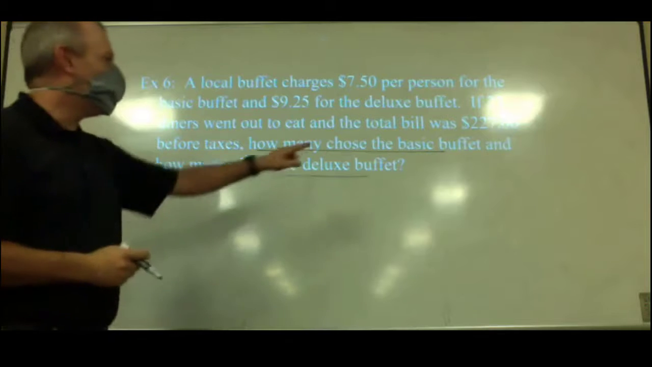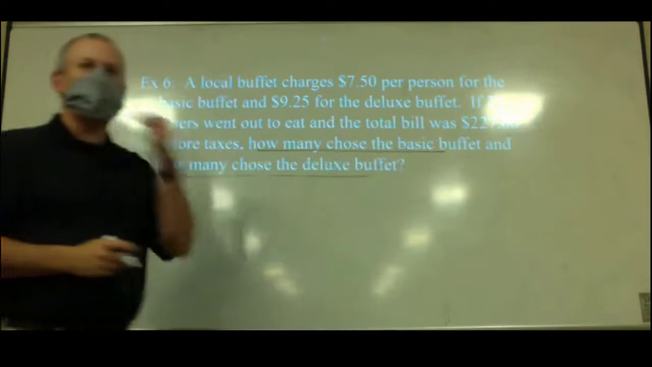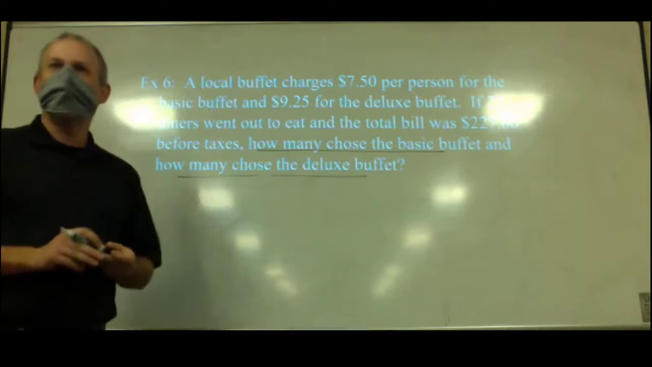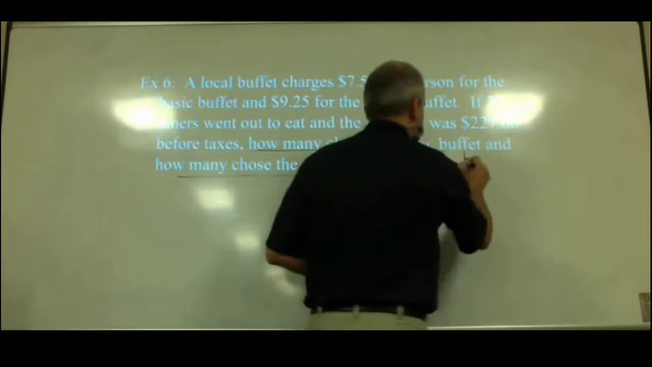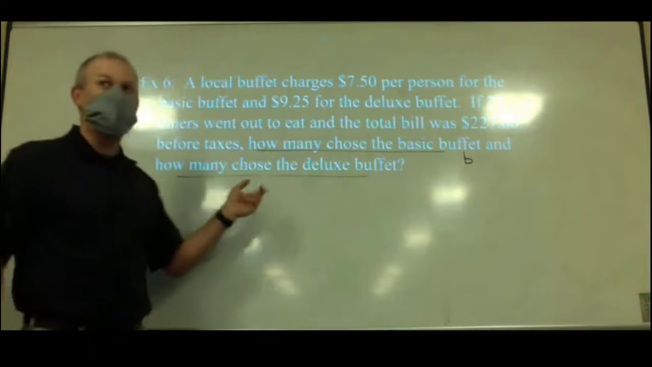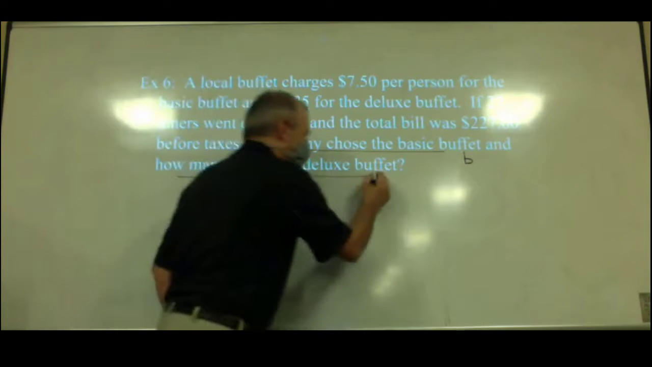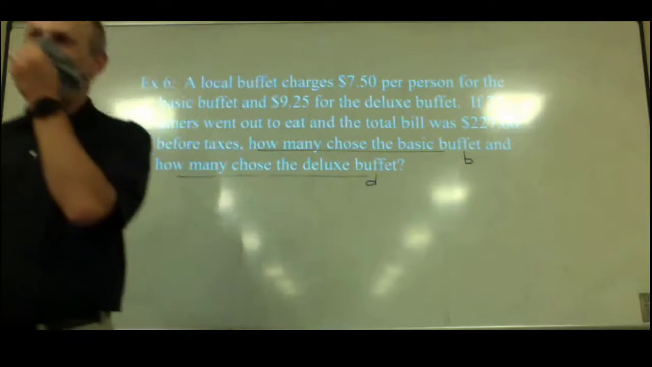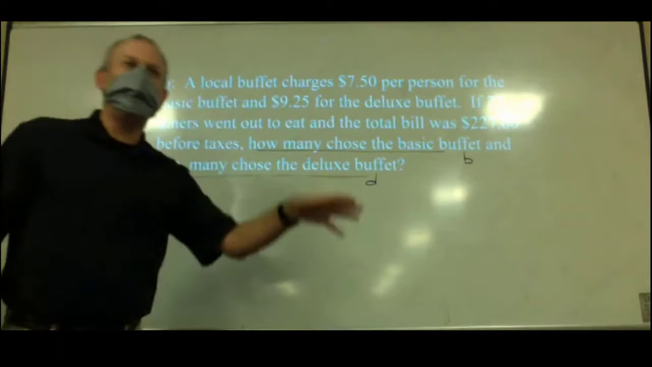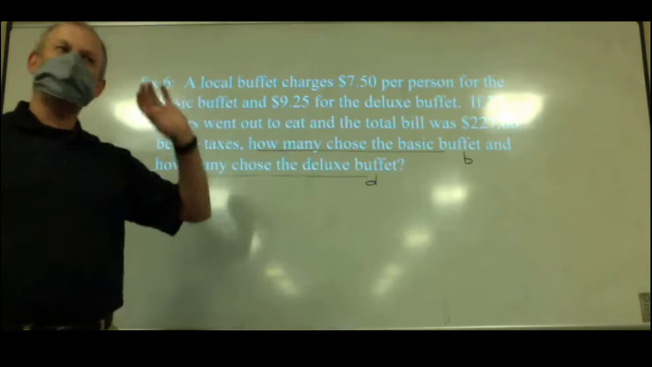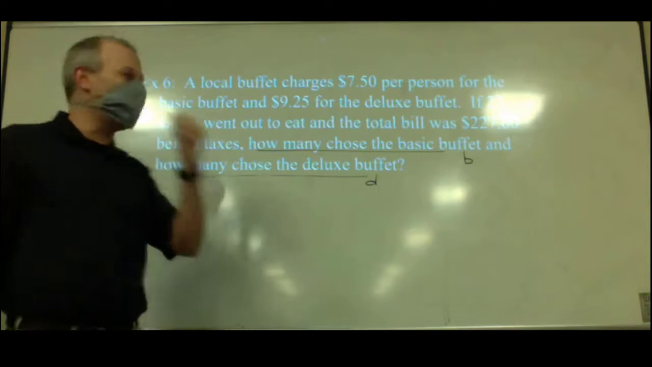So what variable do you want to use for the number of people who chose the basic? Let's use B. That's a great plan. I'm going to use B. How about for the number of people who chose the deluxe? D. Let's go with D. That helps us remember, right? Okay. So now B is the number of people who chose the basic buffet. D is the number of people who chose the deluxe buffet.